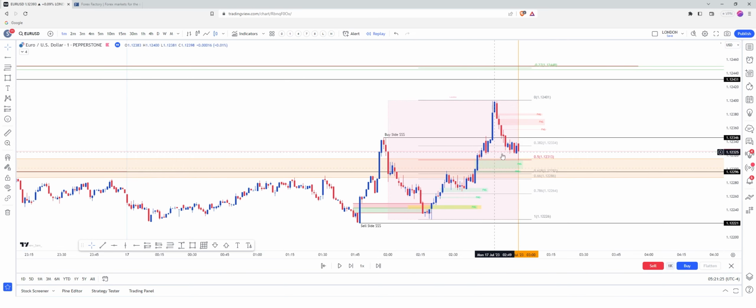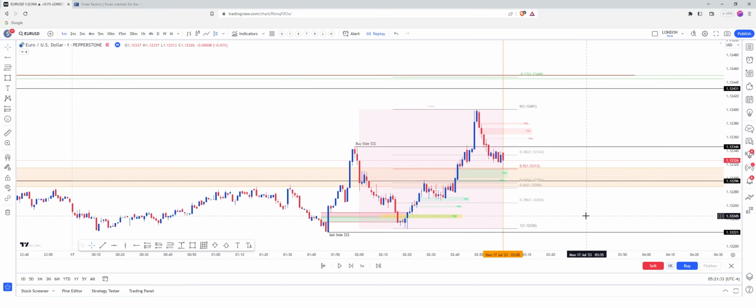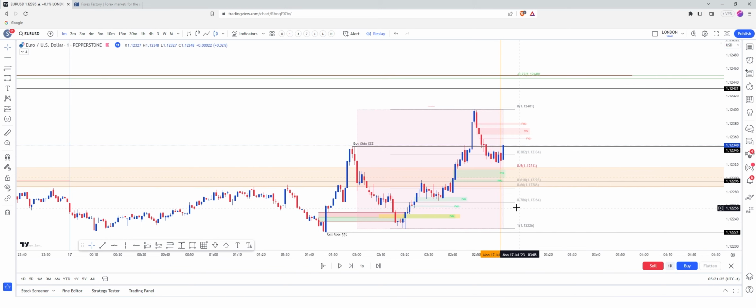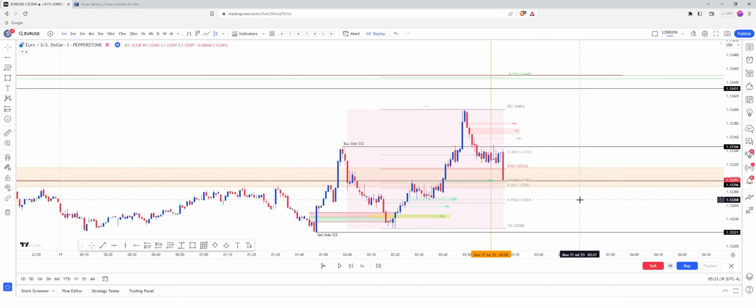Now let's just get rid of this. We're going to be looking for a displacement up to take out these equal highs, I would say. So the previous day's high at the moment. So tap the top of the new day opening gap. Okay, we've pulled back in. So we've got a fair value gap here.